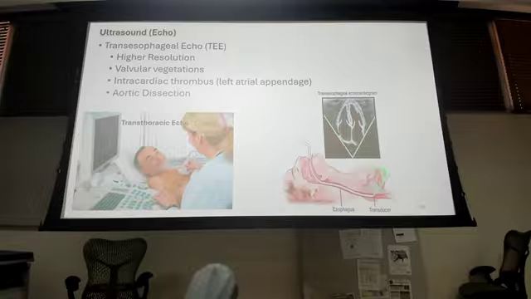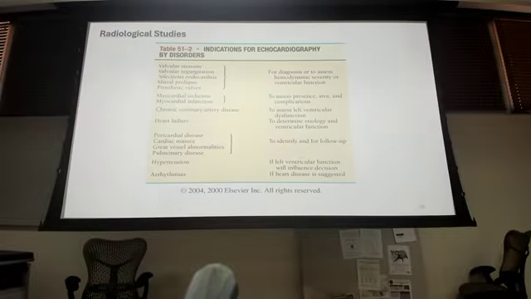But TEE, the transesophageal echo, gives you much clearer pictures and can give you a very different look of the heart to analyze different structures better, okay? For instance, the left atrial appendage is not well visualized with a transthoracic echo. So if we needed to look at that location, we would do the TEE instead.